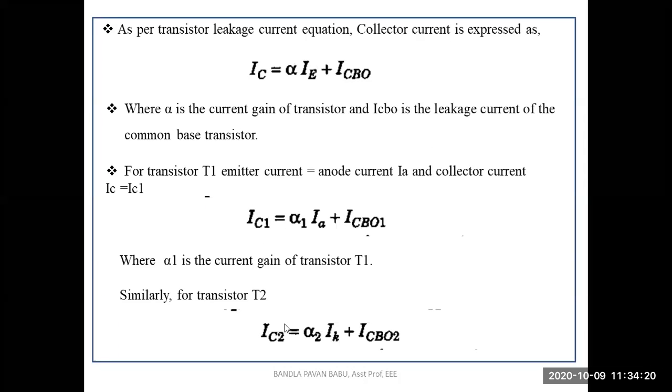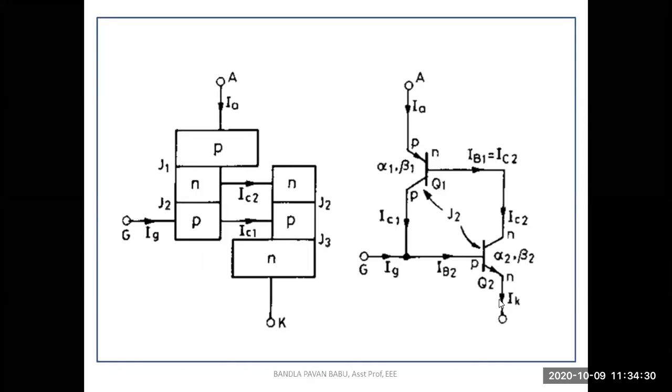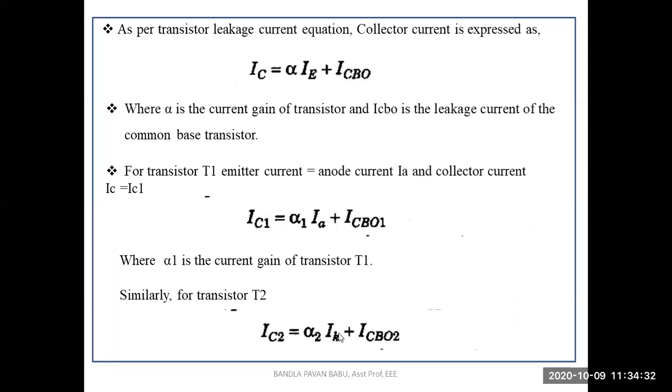So similarly for the second transistor, what may be the collector current equation? IC2 equals alpha 2 into the emitter current. What is the emitter current here? This is IK. So alpha 2 into IK plus the leakage current of the second transistor, ICBO2. So this is about the collector current equations in transistors 1 and 2.